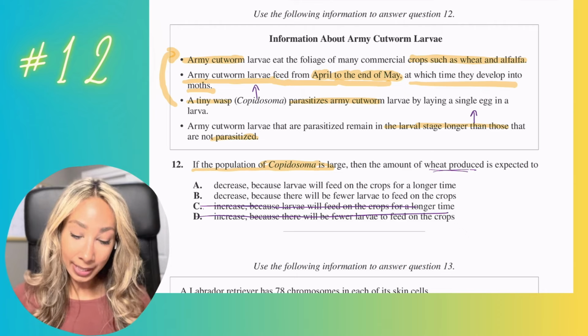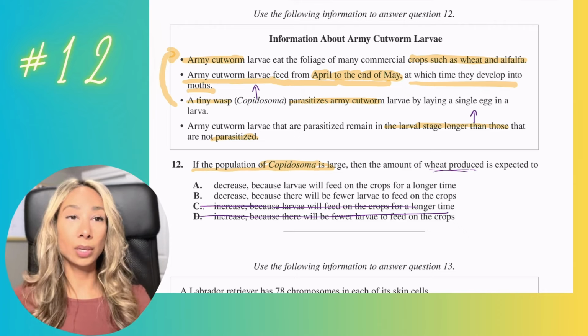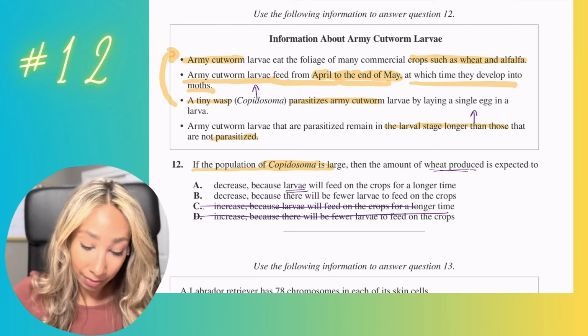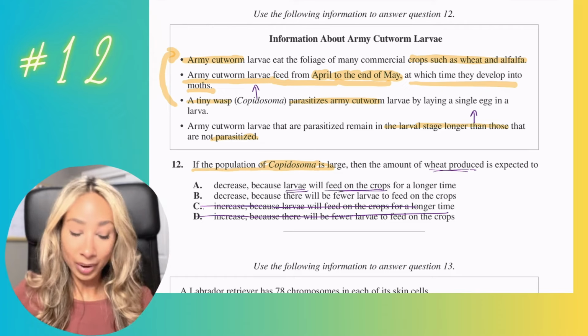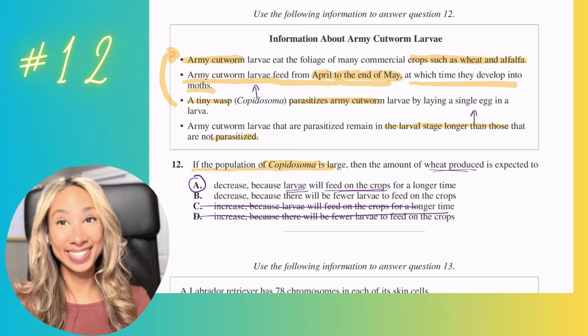So if that's going to decrease, then we have to think about why that wheat production will decrease. Well, it's going to decrease because the larvae basically are staying larvae for a longer period of time. They've got more time to eat on the crops, right? So that means our answer here is going to be A.